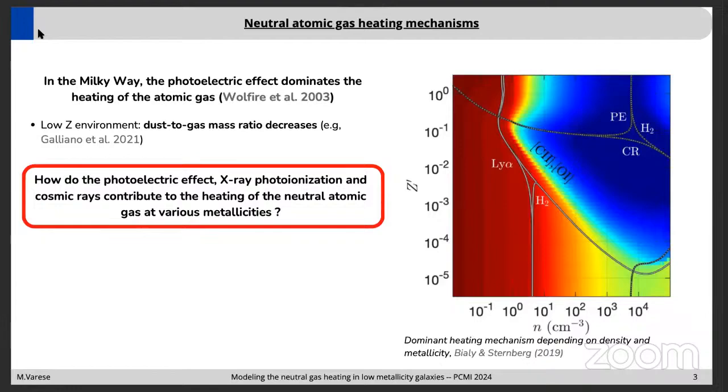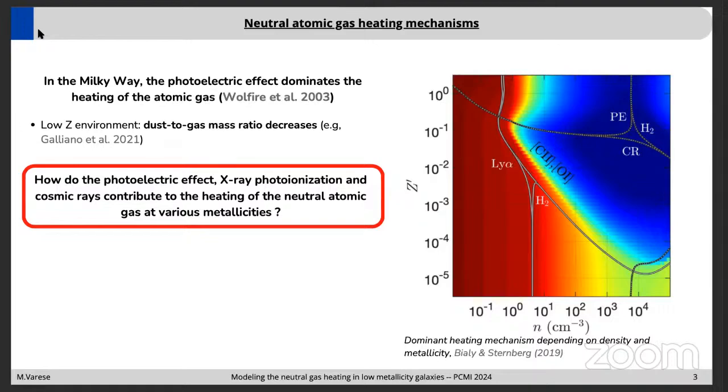In the Milky Way, there's a lot of dust because of the high metallicity, and so we know that the photoelectric effect dominates the heating. But when you decrease the metallicity of your gas, you also decrease the dust-to-gas mass ratio, so you don't have a lot of dust anymore, and something else could take the place of the photoelectric effect to heat your gas. This was investigated by a paper from Bialy and Sternberg, 2019. Given the density and metallicity of the gas, at high metallicity the photoelectric effect dominates, and below 1/10 solar metallicity, it's the cosmic rays.